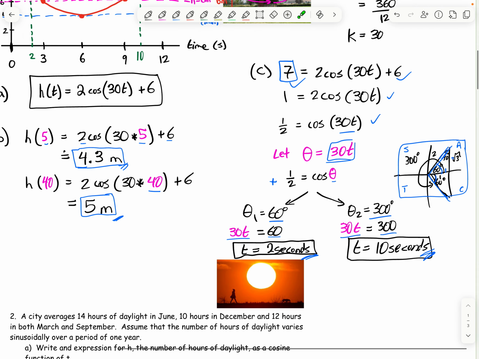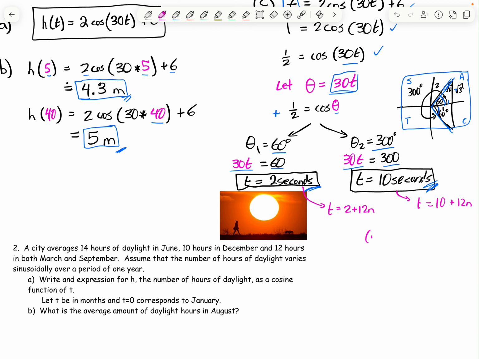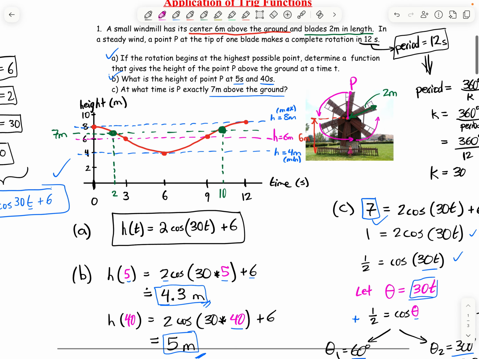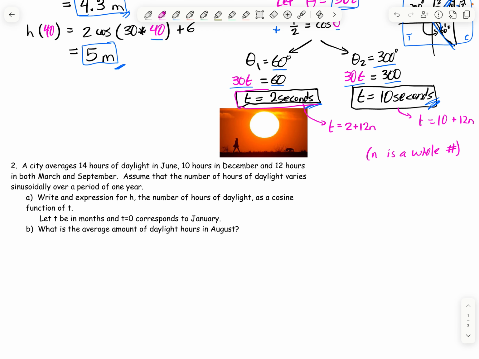But if we wanted all possible times, we could add a period of 12 seconds to this answer to get something like this. So t is equal to 2 plus 12n, and then here t is equal to 10 plus 12n, where n is a whole number. And so this would give us all the possible times for when the height is exactly 7 meters. Okay, but here we're just doing it for the first cycle, for the first rotation. So that's enough.